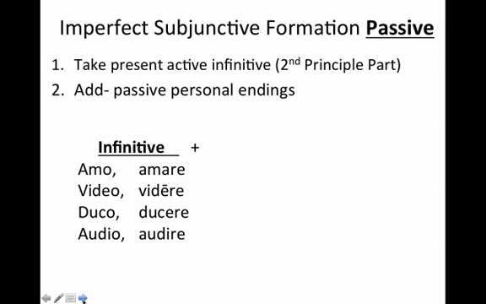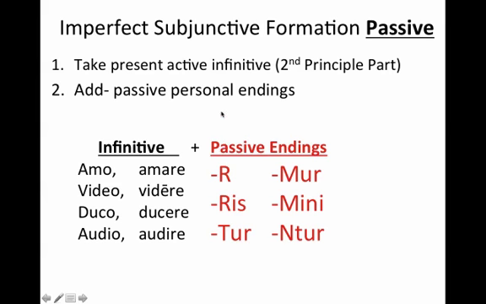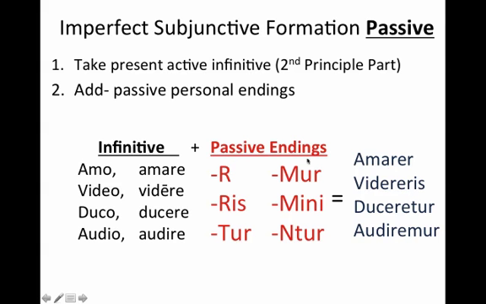Okay, so the imperfect subjunctive formation, passive. All you're going to do here is take the present active infinitive and add the personal endings. This should sound fairly familiar to you because it's exactly how you form the imperfect subjunctive active, except instead of using the active endings, you're using the passive ones. So here are the passive endings, and here are some example forms. Amarer would be I was loved, videreris, you were seen, ducaretur, he was led, audiremur, we were heard.